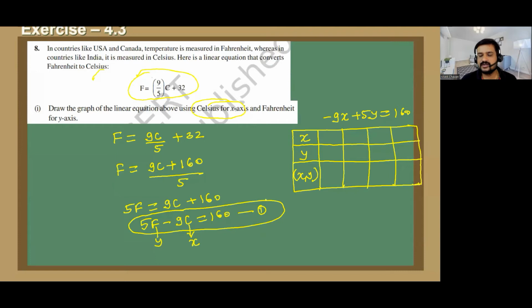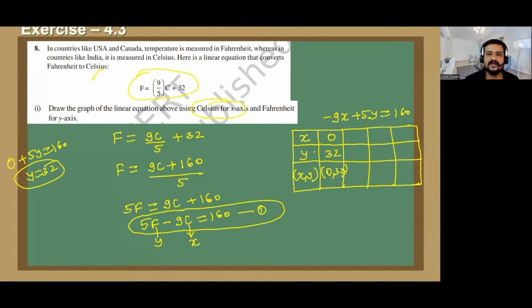If I put x is equal to 0, okay, I'll do the rough work here. In the equation, I am putting x is equal to 0. So 0 plus 5y is equal to 160. So y will be equal to 32. Yes, it is correct. So if I put x is equal to 0, I get y is equal to 32. So 0 comma 32 is the coordinate.